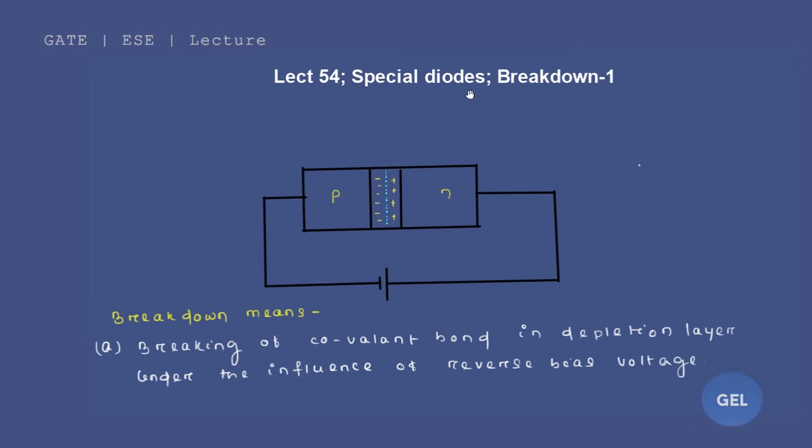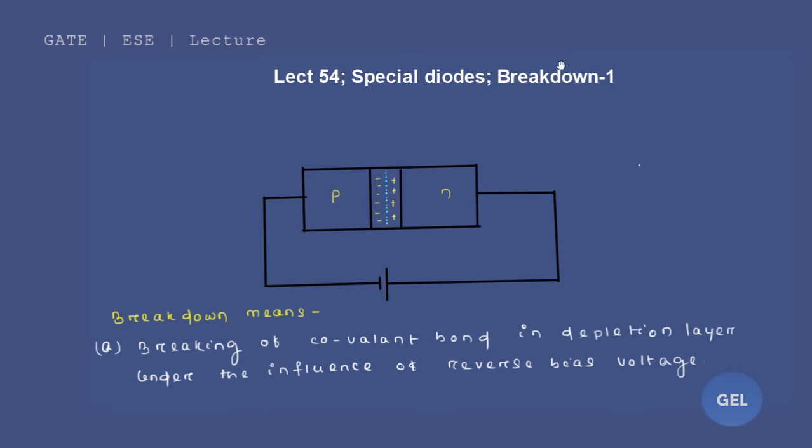Now this is special diode, that is your third module. We have successfully completed basic semiconductor physics, your first module, then your second module, PN junction. Now this is your third module, special diode. This is the first video lecture of this module, and the name of the chapter is called Breakdown.